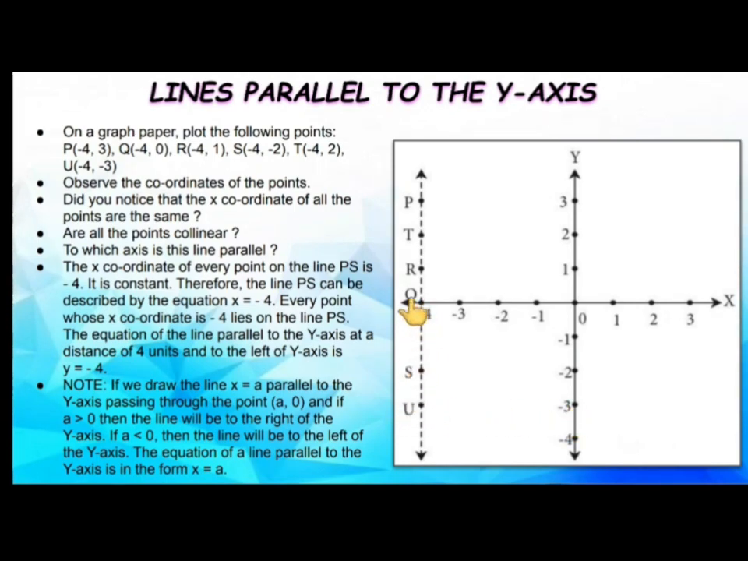So the intersection of these two points will be the location of point U. After plotting all these points, we draw a line through these points. We have to draw a line which passes through all these points. So we get this line PS here. Alright? Now observe the coordinates of the points.